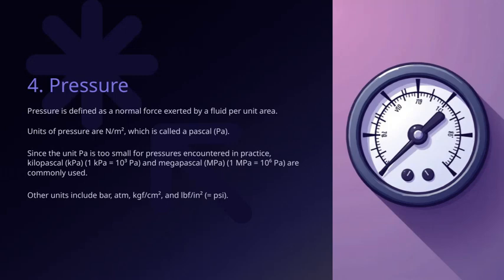Now, besides the Pascal, other units we commonly encounter include the bar, atm, kgf/cm², and lbf/in², which is also known as psi. These units are often used in different contexts depending on the industry or region. Since the unit Pa or Pascal is quite small for most practical pressure measurements, we often use larger units like the kilopascal, abbreviated as kPa, where 1 kilopascal equals 1,000 pascals. For even higher pressures, we use the megapascal, MPa, which is equal to 1 million pascals.